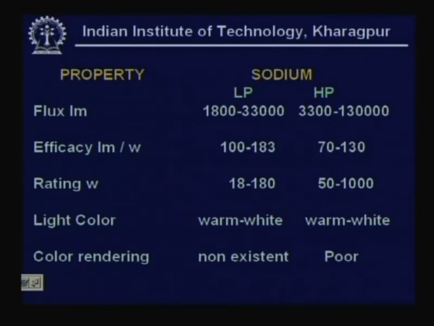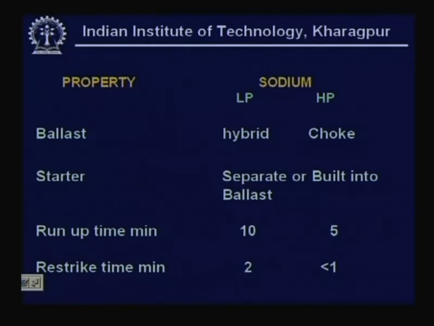And you do have low pressure ones right from 20 watts to 200 watts, and high pressure ones going from 50. Now the light color is something which is to be noted; color rendering is poor, and all of them need a ballast which could be either built in or separate. It could be a combination of L and C in case of a low pressure one. The starter could be built within the ballast. We do find they have a large run up time.